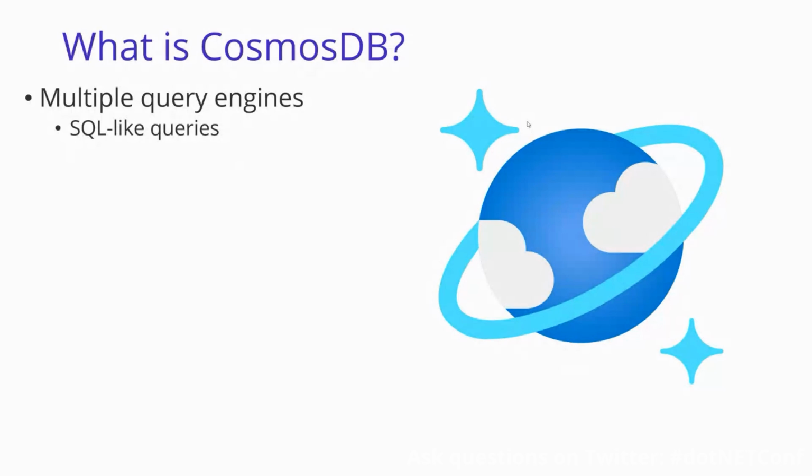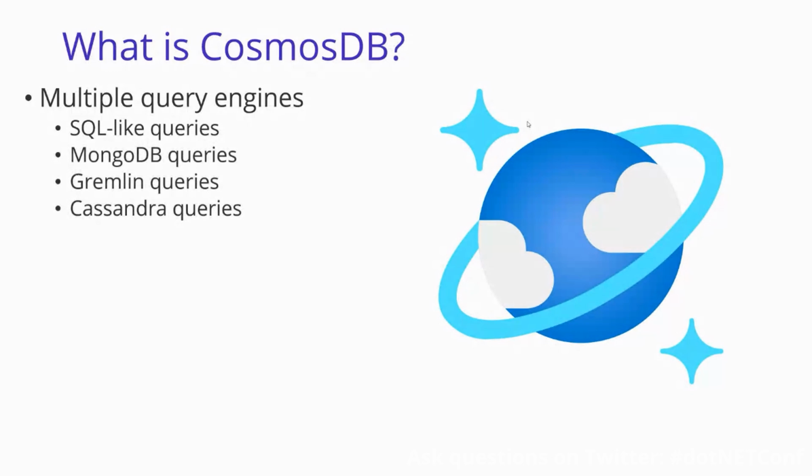So we can do that with a SQL query engine. And for the stuff that we're actually going to look at from a demo standpoint, we'll use the SQL API. But you can actually use a bunch of different other database engines to connect to it. So if you're building an application and it's maybe porting from a Mongo engine or something like that, you can actually use MongoDB's query language to query Cosmos DB.